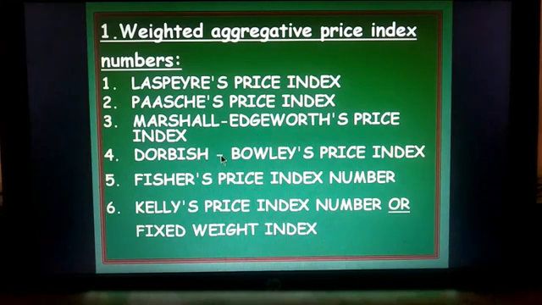And then for Dorbish-Bowley, for your simple way of remembering, I am telling you, it is the arithmetic mean of the first two, Laspeyres' and Paasche's, and then Fisher's is the geometric mean of the first two, Laspeyres' and Paasche's. And then Kelly's price index number is nothing but the fixed weight index number. So whatever I have explained so far from this particular slide, let us see in detail once again.